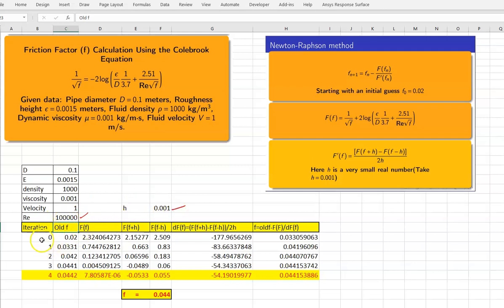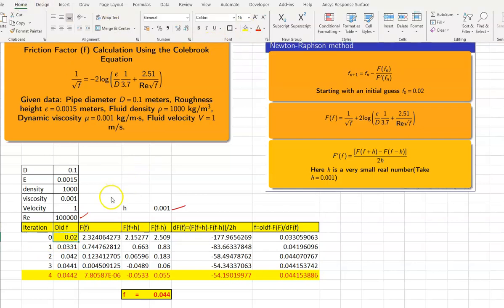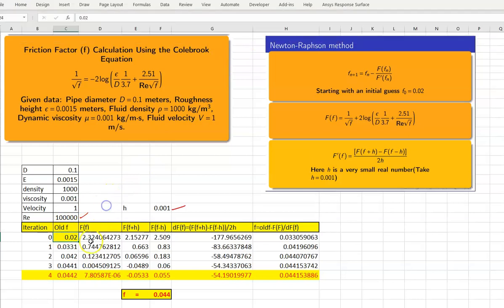Now for the first iteration, this is the guess value, so I can put it as this. First we are calculating the functional value. At f equal to 0.2, what will be the function value? Then we are calculating f plus h. So that is the formula, and here we are calculating f plus h. We are getting the value.